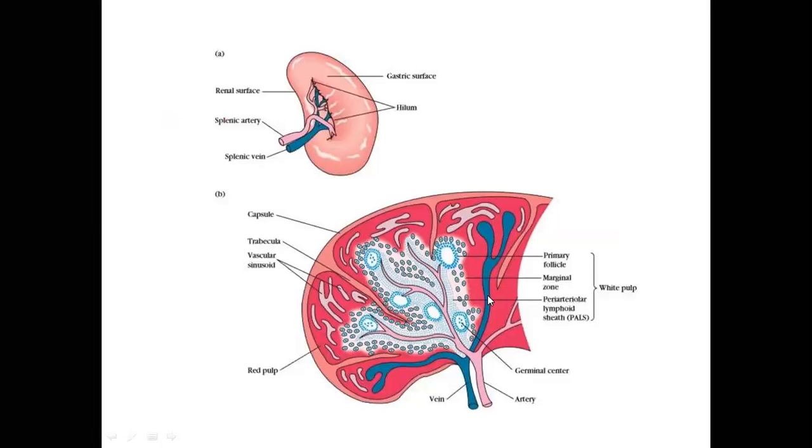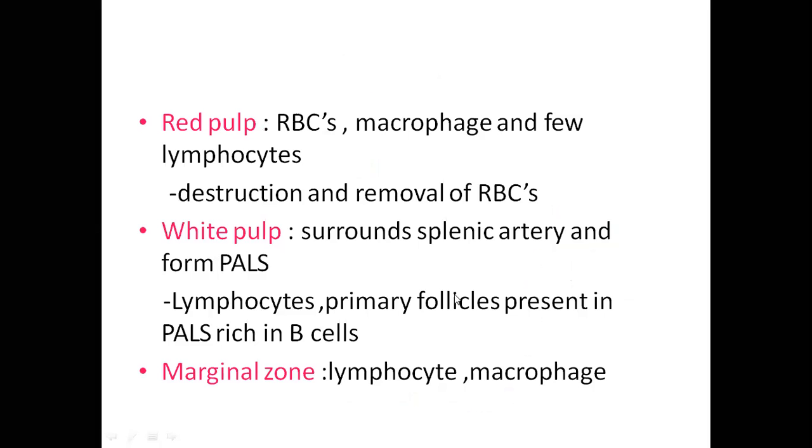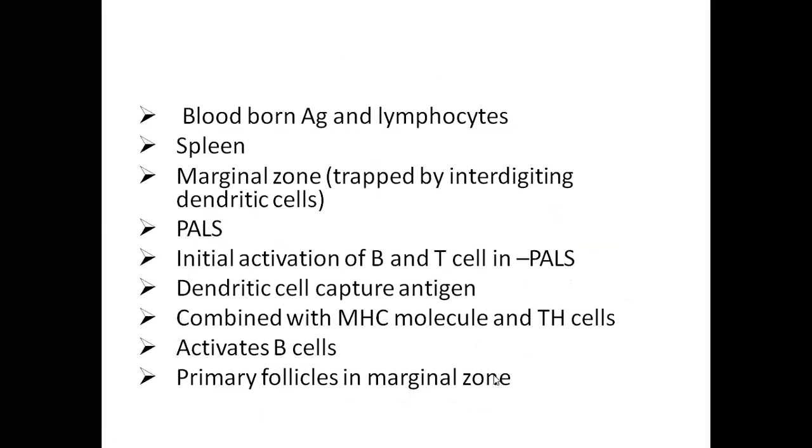This is the splenic artery, and this is where the white pulp is present, and here it forms PALS. Lymphocytes are present here, primary follicles are present, and those are all rich in B cells. Marginal zone means the margin. It comprises lymphocytes and macrophages. So what happens in this spleen? Blood-borne antigen and lymphocytes are present there in the spleen.